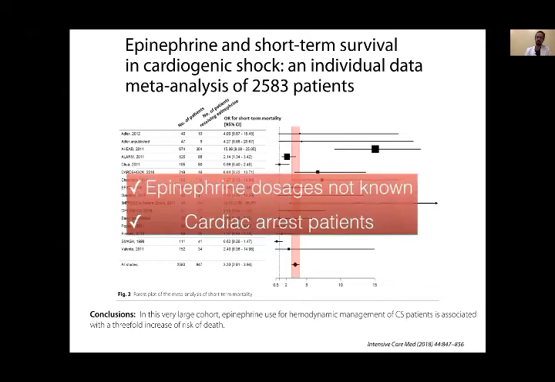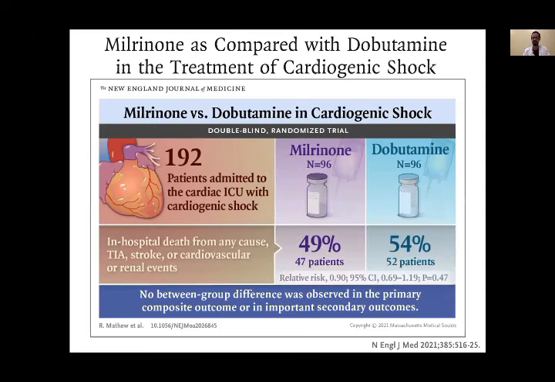The first was that epinephrine dosages were not known in basically any of the studies, with the exception of three of them, one of which is the OPTIMA-CC trial. The other was that this study included cardiac arrest patients, meaning those patients received epinephrine in bolus for out-of-hospital refractory cardiac arrest. Therefore, the dosage is not known again, and the metabolic effect may be mixed and biased.